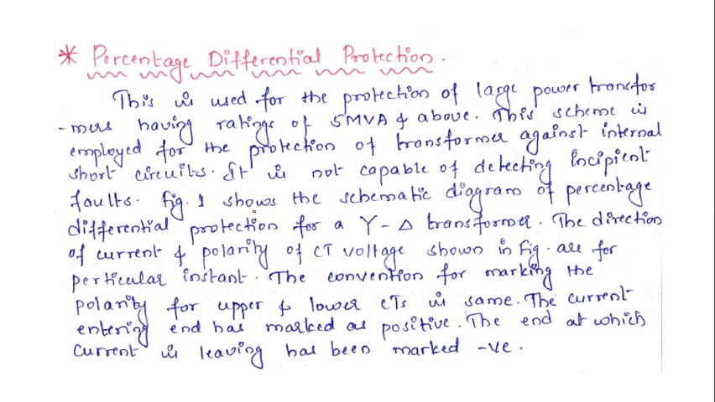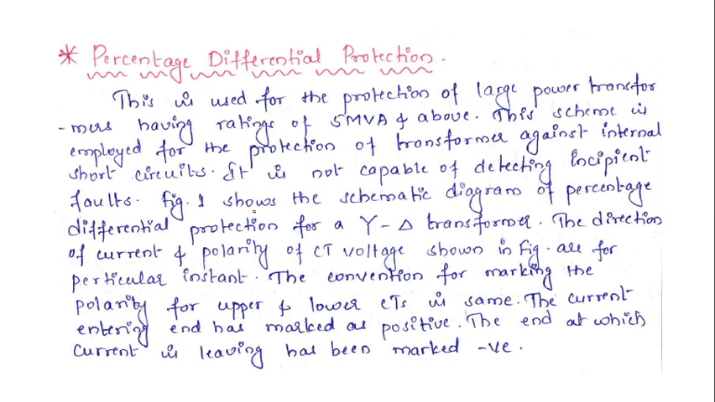This scheme is employed for the protection of a transformer against internal short circuits. What we discussed in the previous slide, the two internal faults, the short circuiting as well as the incipient, is very important, and we need to provide protection. In order to provide protection against the internal short circuit, the percentage differential protective scheme is used. It is not capable of detecting incipient faults.